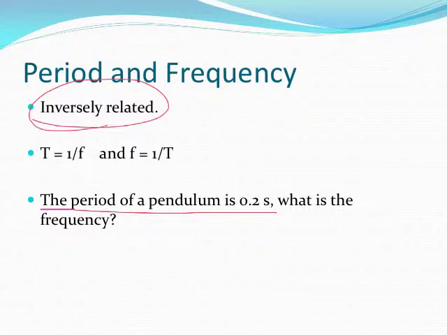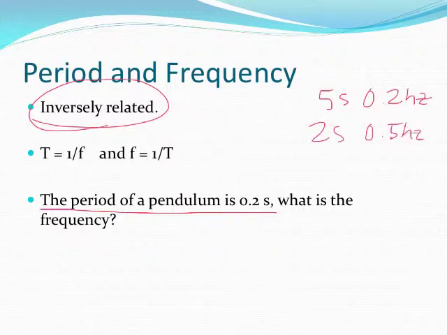Kind of think about it this way. When we were calculating our numbers before, we were getting 5 seconds and 0.2 hertz. And then we were getting 2 seconds and 0.5 hertz, okay? So what's happening here is that one has to be greater than 1, the other one has to be less than 1. And that's another way of thinking of an inverse relationship.